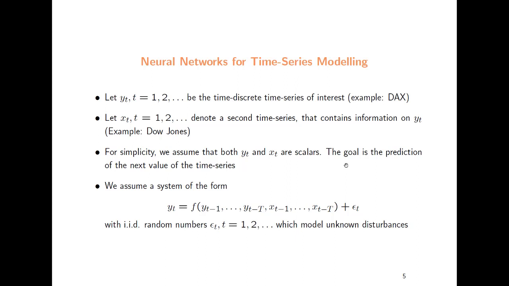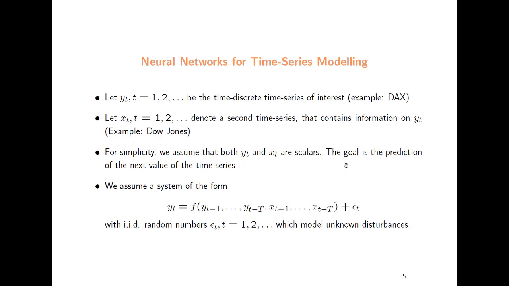Then x_t is a second time series that contains information on y_t. So if the first one is the DAX, then maybe the second one would be the Dow Jones, and they typically correlate. If the Dow Jones goes up, the next day the DAX might also go up. If the Dow Jones goes down, the DAX might also go down. And for simplicity, we assume that both are scalars, so simple numbers. But this can also be generalized to vectorial representations.